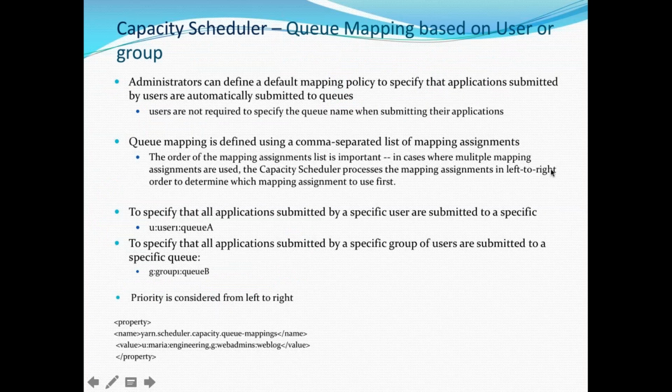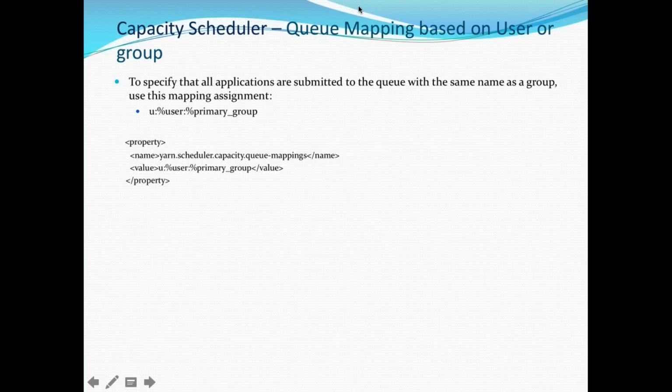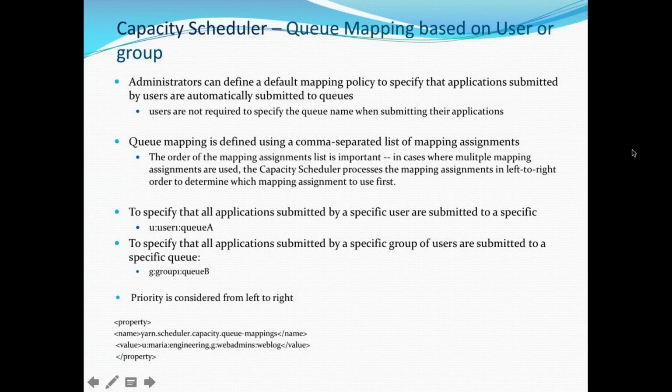Queue mapping based on user or group. Now you want to map a user or a group of users to a particular queue. The idea could be that every time you submit a job, the user does not have to specify which queue he wants to submit the job to. So if you provide a mapping, then by default it will automatically go into that particular queue. The job will be submitted to that particular queue.